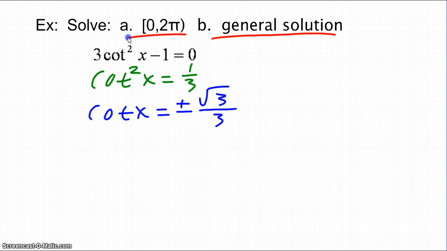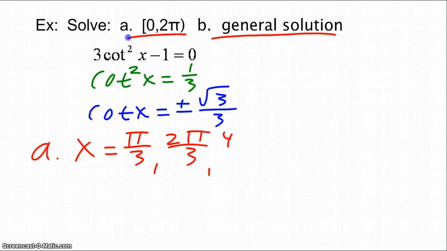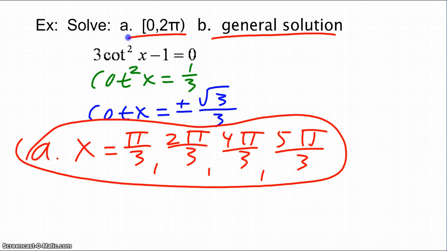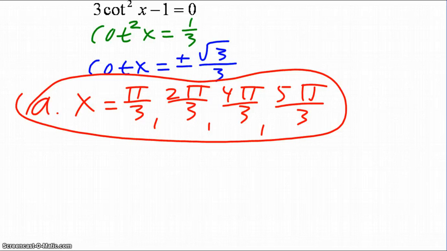So now for part A, we have to think, okay, between 0 and 2 pi, not including 2 pi, but including 0, where does cotangent equal plus or minus root 3 over 3? And that's going to be at all of the pi 3rd angles. So these are our answers for part A. Now for part B, how do we turn that into a general solution? So for B, now the nice thing is I don't have to do it actually for each one of these, because pi 3rds and 4 pi 3rds have a relationship.